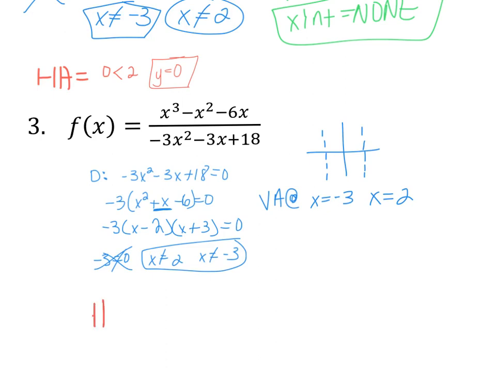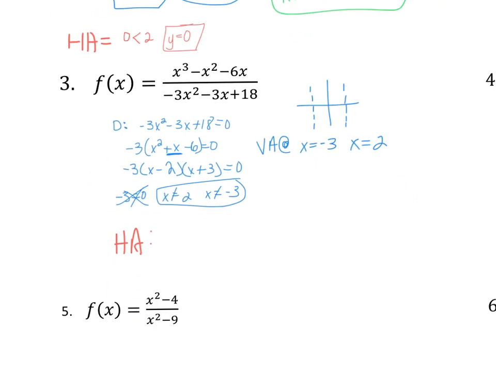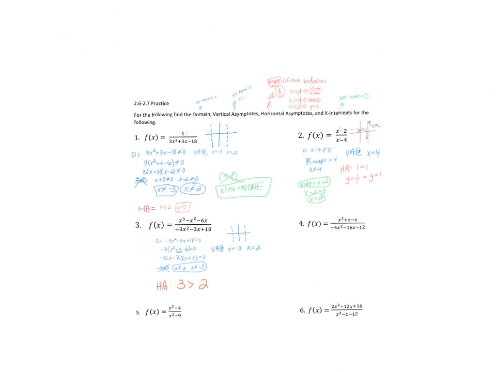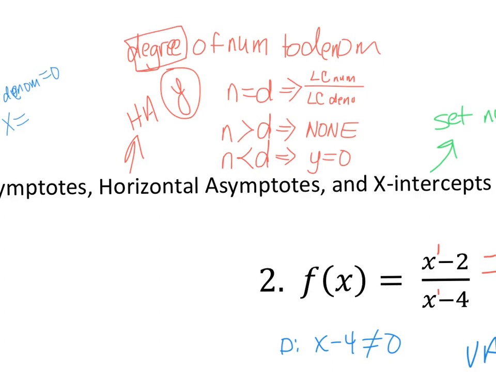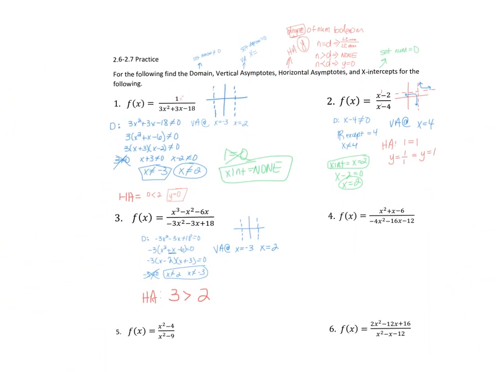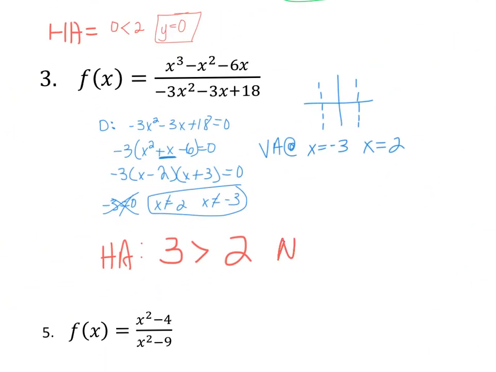Now I have to look for my horizontal asymptotes. Well, how do I do that? Compare the degree of the numerator and denominator. So my numerator degree is 3. My denominator degree is 2. It's the highest exponent. What is the relationship between 3 and 2? 3 is greater than 2. So go up here. What happens when the numerator degree is greater than the denominator? There's none. There's no horizontal asymptotes. You either say none or no horizontal asymptote. Don't put 0.